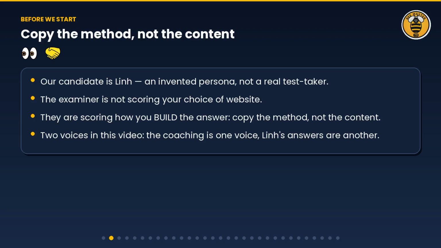One thing before we start. Our candidate is Lynn, an invented persona. Please copy the method, not the content. The examiner is not scoring your choice of website. They are scoring how you build the answer.